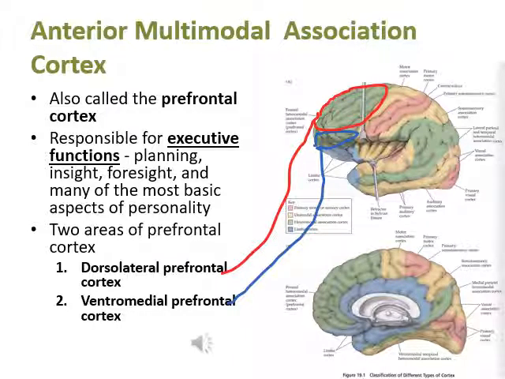The anterior multimodal association cortex, we can also call it the prefrontal cortex, is responsible for executive functions, motor planning, personality, foresight, insight, and many basic aspects of personality. It includes the dorsolateral and ventromedial prefrontal cortex.